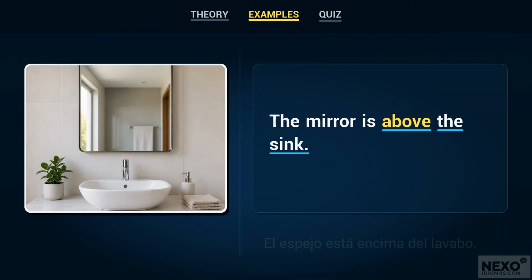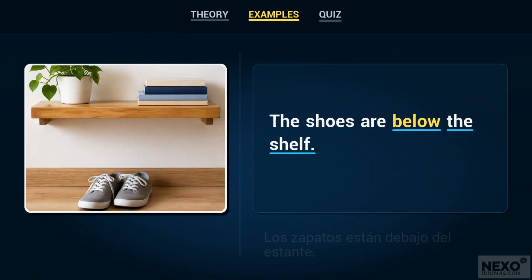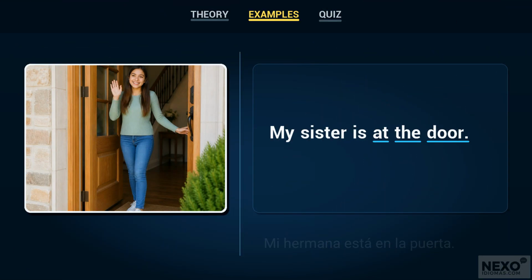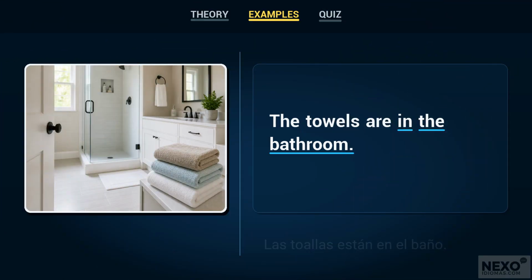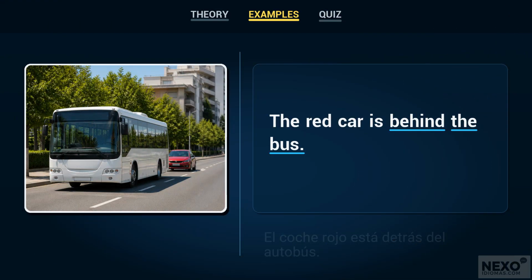The mirror is above the sink. The shoes are below the shelf. My sister is at the door. The towels are in the bathroom. The red car is behind the bus.